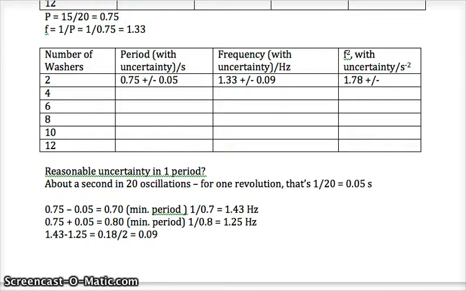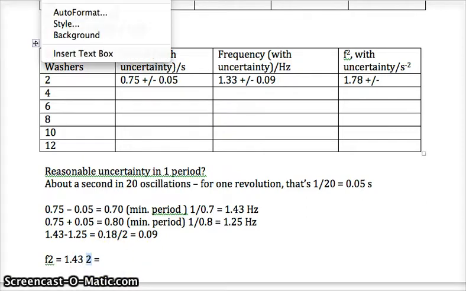So now if we want to find the uncertainty in frequency squared, we're going to take our maximum and our minimum frequency and we're going to square it. So f squared, the maximum value is going to be 1.43 squared. And I'll make that big so you can see it.